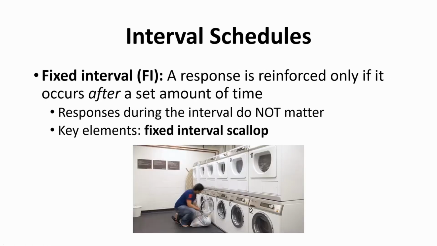So as you might anticipate, we can start talking about fixed interval schedules, or FI schedules. This is where a response is reinforced only if it occurs after a set amount of time. Responses during this interval, when they're not being reinforced, don't really matter. They can respond a lot or a little bit. What matters is the amount of time that passes. An example of this is doing your laundry. No matter how many times you open the door of the washing machine to check if your clothes are done, it's not going to be done until the time is up on the whole cycle.